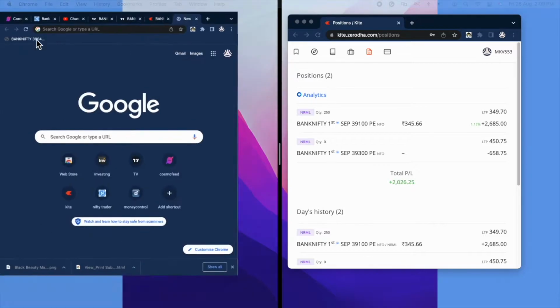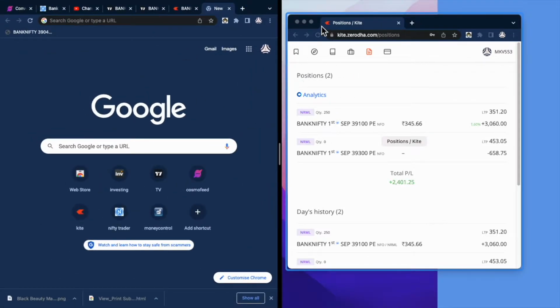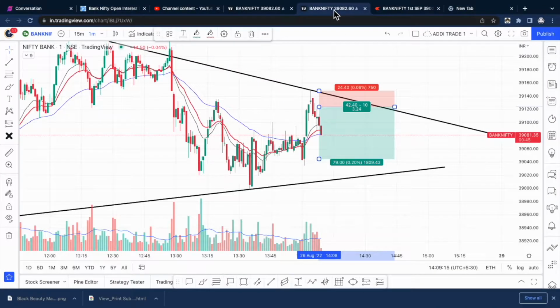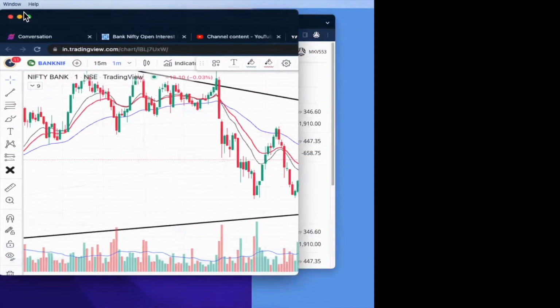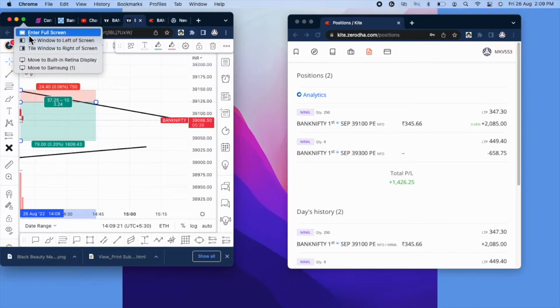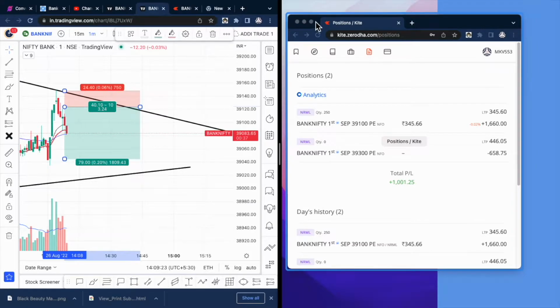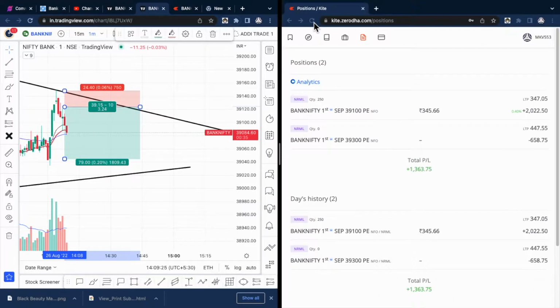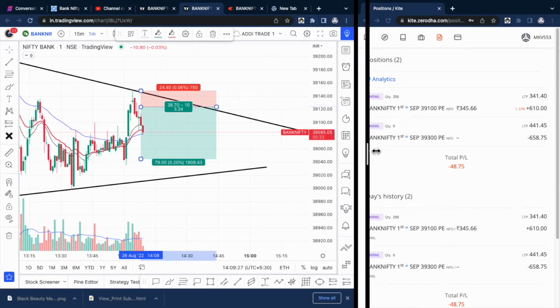Here I'm just trying to adjust the screen so we can have a view of the PNL along with the chart. See, whatever stop loss is shown, that is my stop loss for sure. But targets, yes, I do have a little extended target.